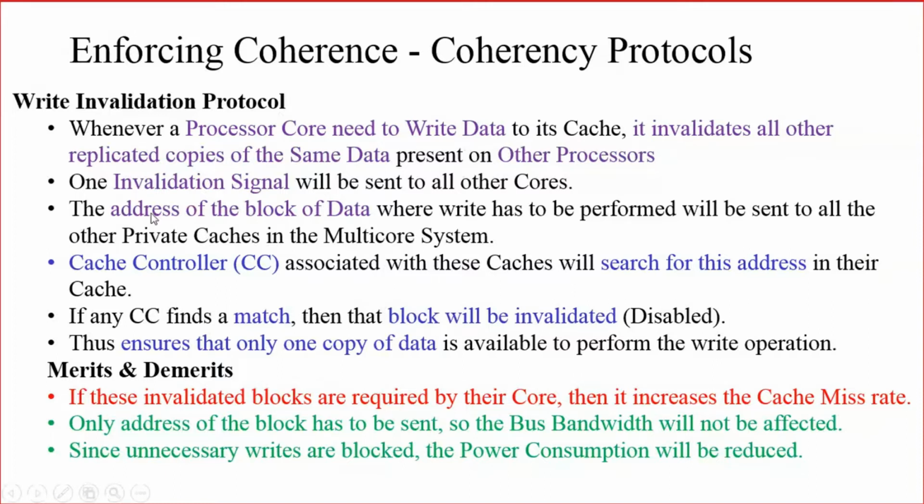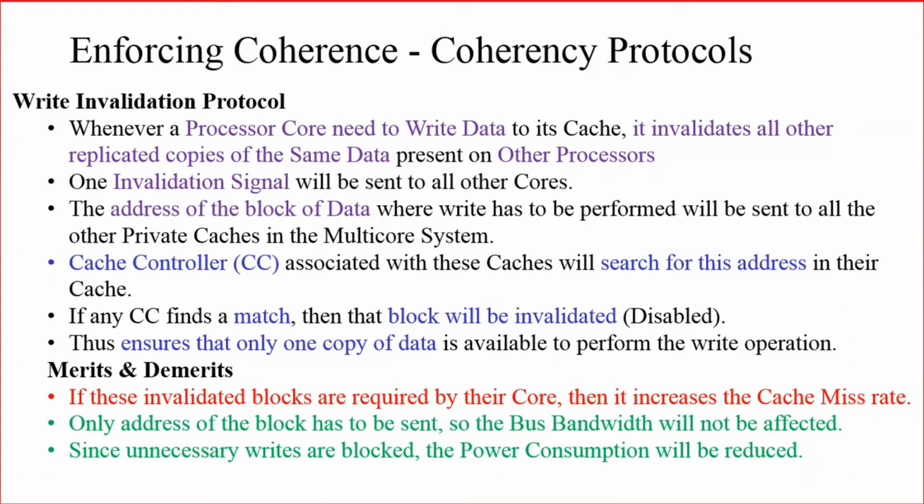So how is it done? By sending an invalidation signal to all the other cores. The processor which is going to write the data to its private cache will send a signal known as an invalidation signal to all the other cores and inform them that it is going to write the data into its cache, so all the other copies of the same data should be invalidated. So what does the invalidation signal consist of? The invalidation signal consists of the address of the block of data where the write will be performed.